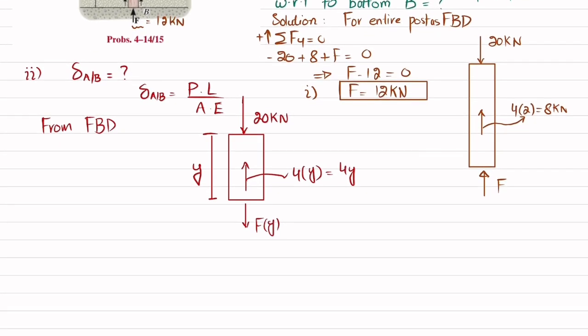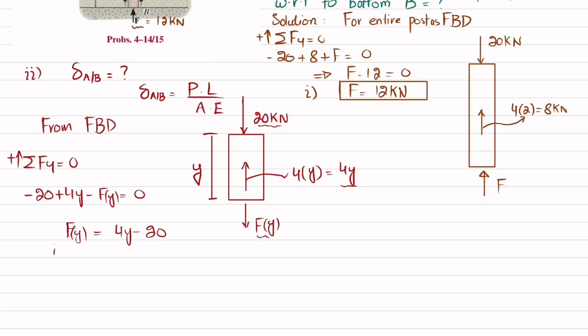So we can find this Fy by using the equation of equilibrium, which is that the sum of all forces along the y direction must be equal to 0, and upward force is taken as positive. So you can see 20 is downward, Fy is downward, and 4y is upward. So I will write minus 20 plus 4y minus Fy is equal to 0. So you can say that Fy is equal to 4y minus 20.